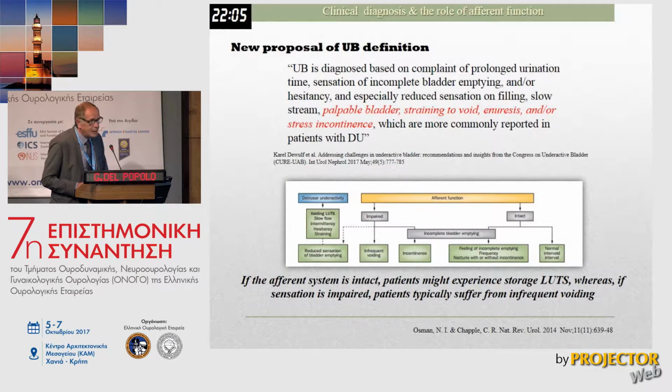So this led to a new consultation to modify the proposal for the UAB definition. What they inserted in the new definition was that people with underactive bladder usually have a palpable bladder, but I think only if the patient is in complete retention. They refer straining to void, enuresis, and/or stress incontinence. And this is just a definition of this year.